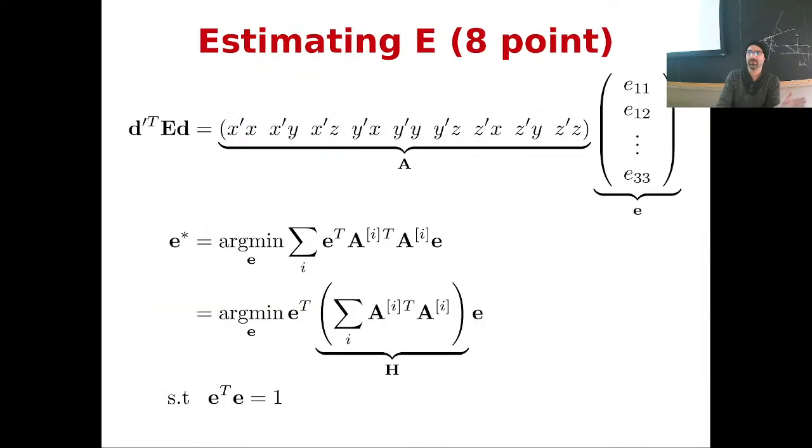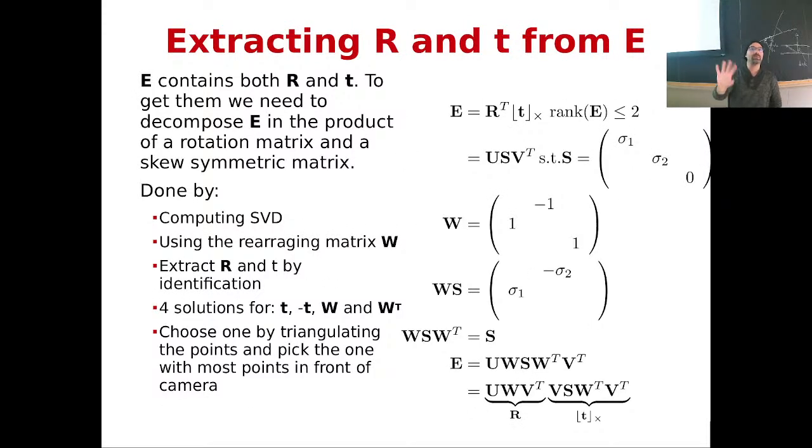Let's see. Okay? Now we would be able, given a matrix E, if someone would give us this matrix E, to extract the relative rotation and translation up to a scale between the two cameras. But still, we need to have someone that gives us this matrix E, right? And the question is, how do we estimate this matrix E?